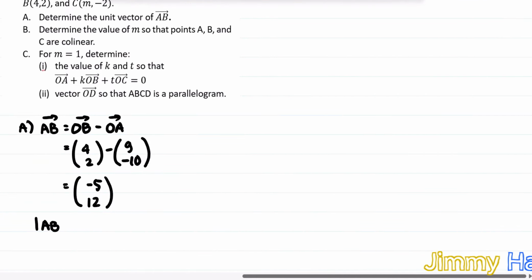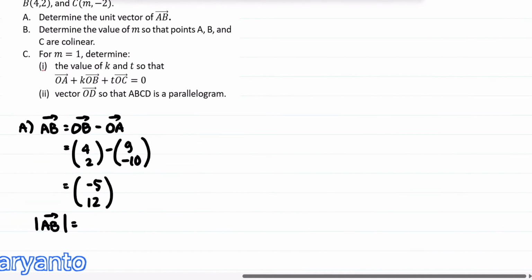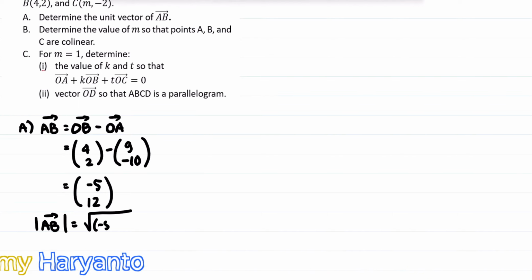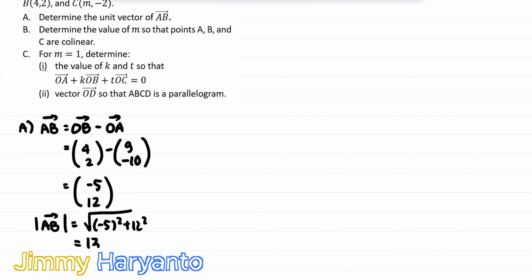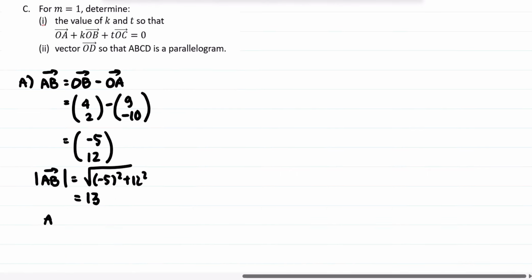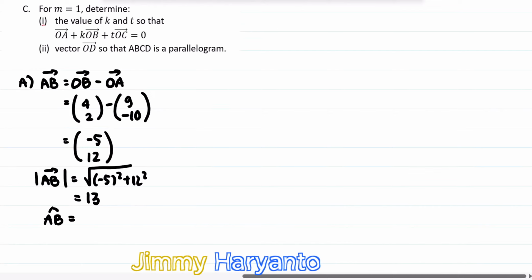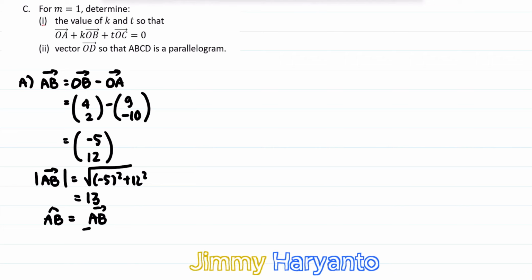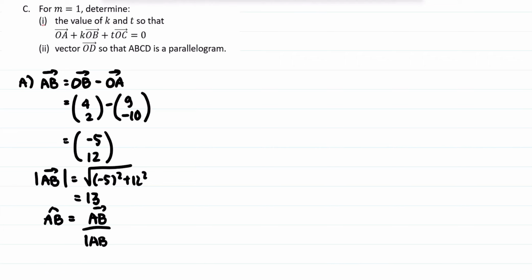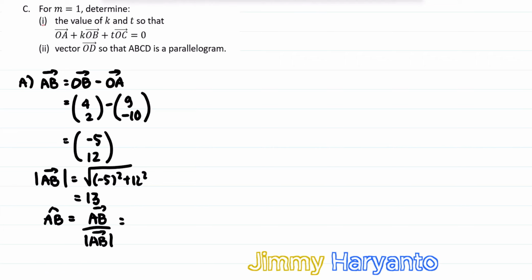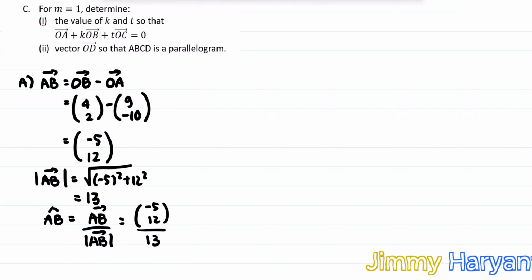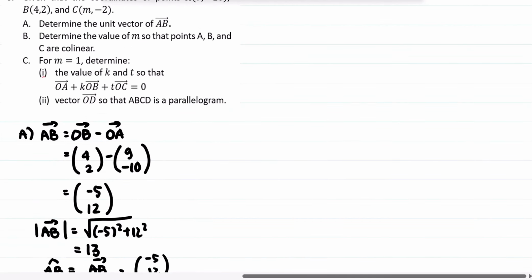Next, we have to find the magnitude of AB. The magnitude of AB equals the square root of (-5) squared plus 12 squared. That means 13. That also means the unit vector of AB is, the formula is the vector divided by the magnitude. So you'll have (-5, 12) divided by 13. This is the answer for A.